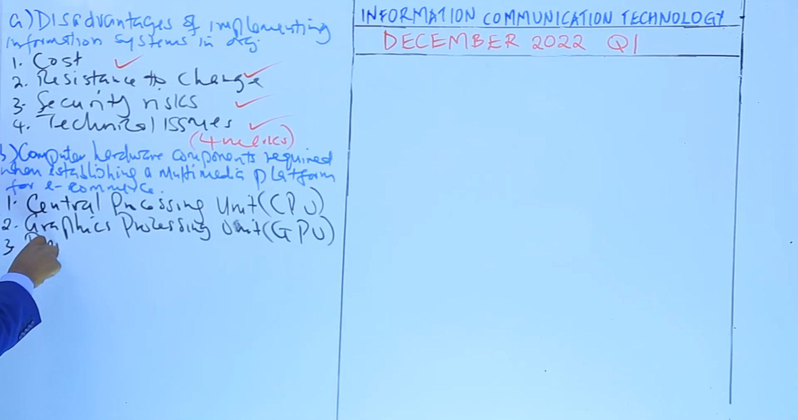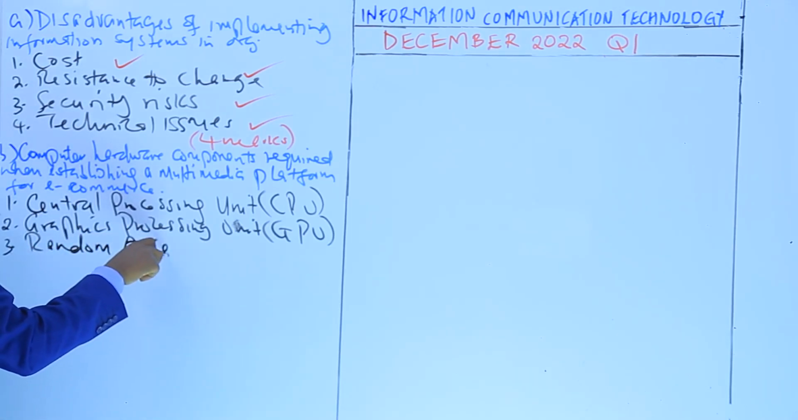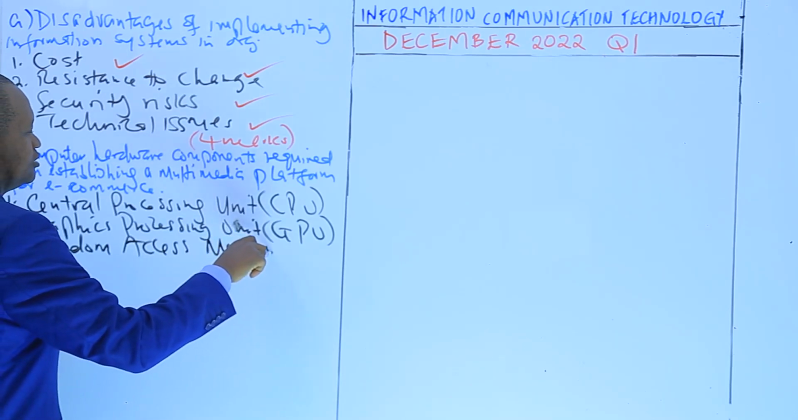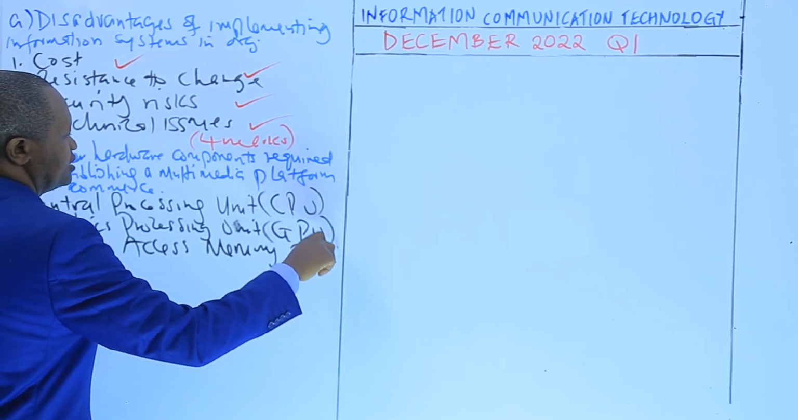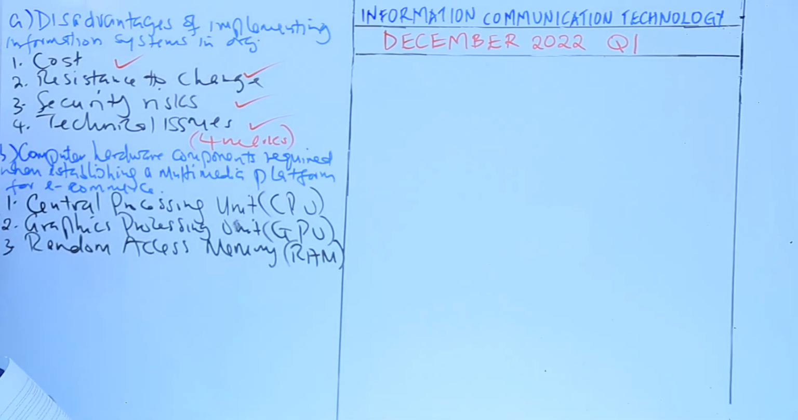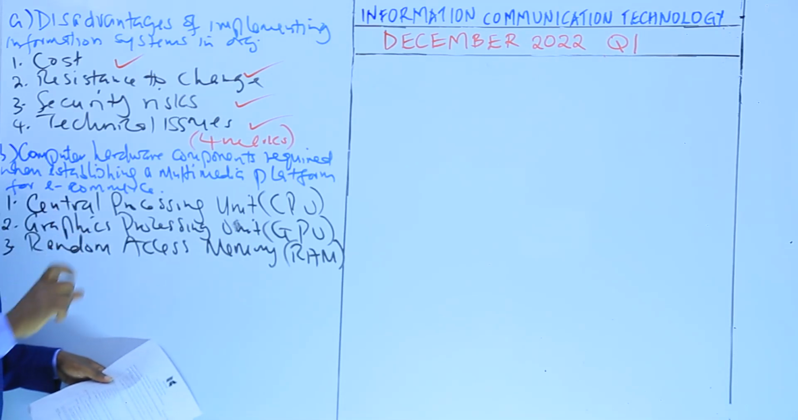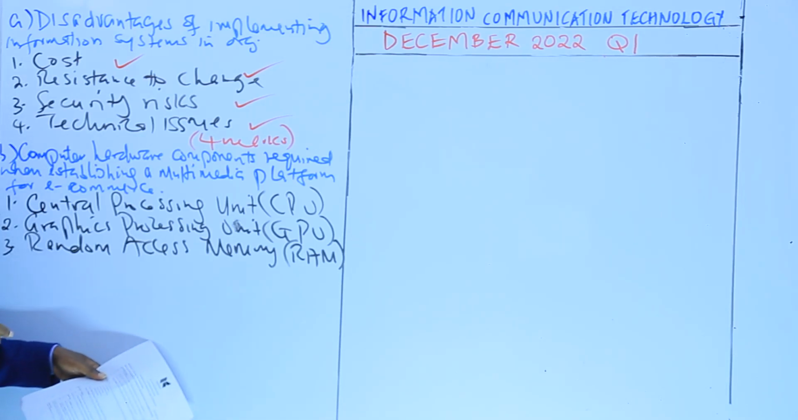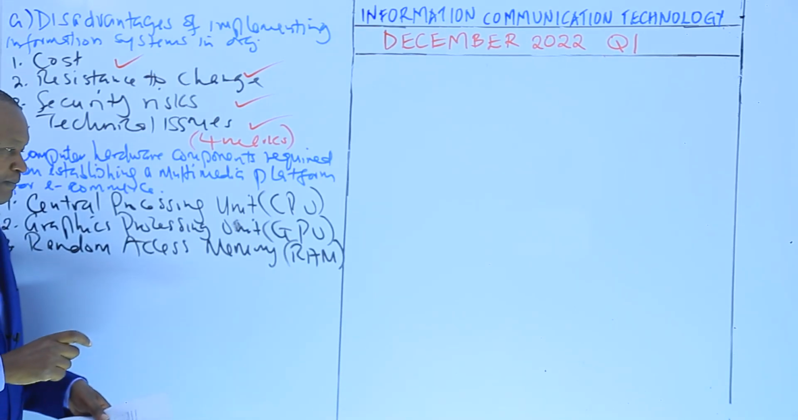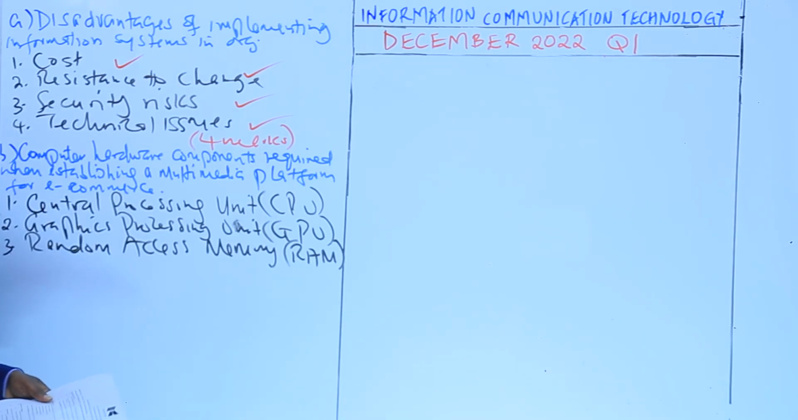3. Random access memory, the RAM. RAM is a temporary storage that holds data and instructions that the CPU needs for immediate processing. And for multimedia platforms or applications, a sufficient amount of RAM is required to handle the large data sets and facilitate smooth multitasking and multimedia processing. Random access memory.